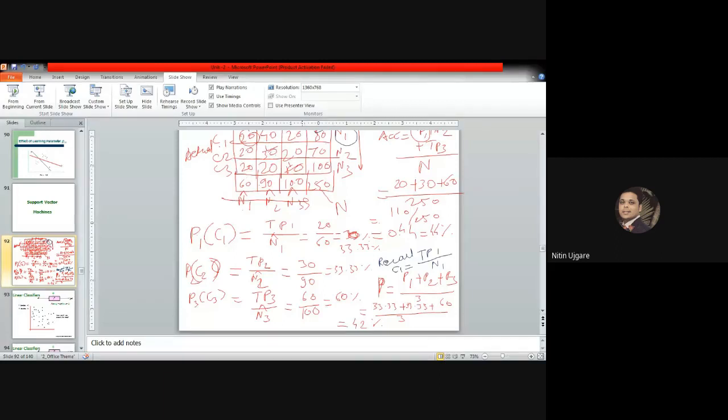Now, can you tell me the overall recall for the multi-class classifier? Overall recall for the multi-class classifier. I want the answer from everyone.